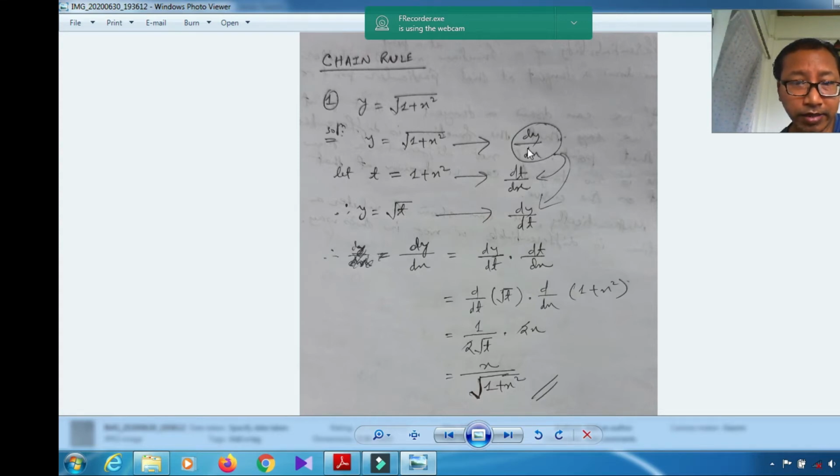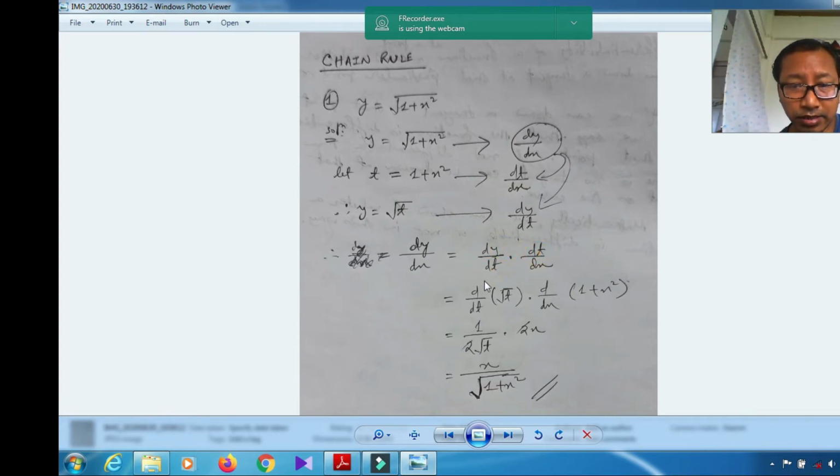Now let us take this 1 plus x square part as t. Now you can see it is a function of t and x. Here x is independent, t is dependent. That means we are going to find dt by dx from this part. If it is t, then this becomes y equal to root t, and this will give us dy by dt. Now we will write the same, that dy by dx equal to the multiplication of these two, dy by dt into dt by dx.